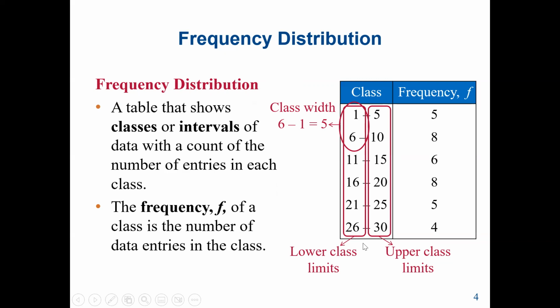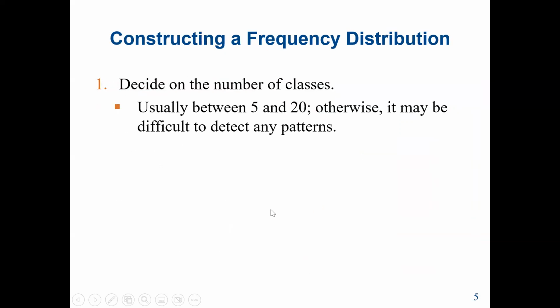Now, if the data set we have is values from 1 to 30, or let's say 1 to any amount, here we say 1 to 30, then what we can do is say, okay, we need 4 classes, which means we are going to increase the class width. So the more classes we have, the lesser the class width will be. So that's the first step. We need to decide on the number of classes we need. Usually it should be between 5 to 20. Otherwise, it may be difficult to detect any patterns.